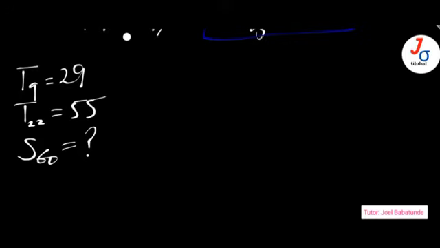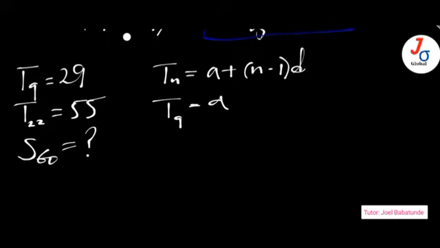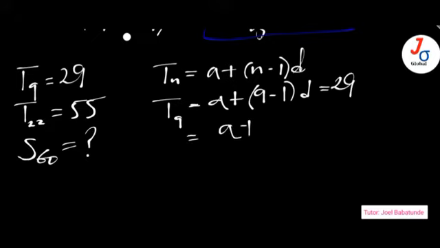How do we solve this? We're just given two parameters. Now remember that Tn equals a plus (n minus 1)d. So T9 equals a plus (9 minus 1)d, and T9 equals 29. So a plus 8d equals 29.